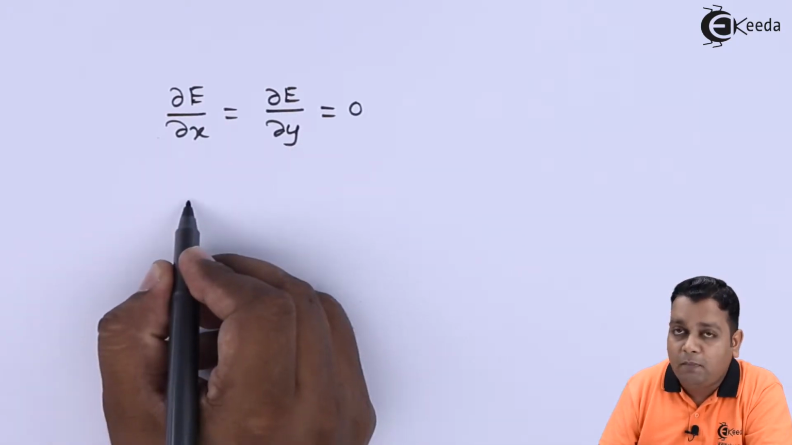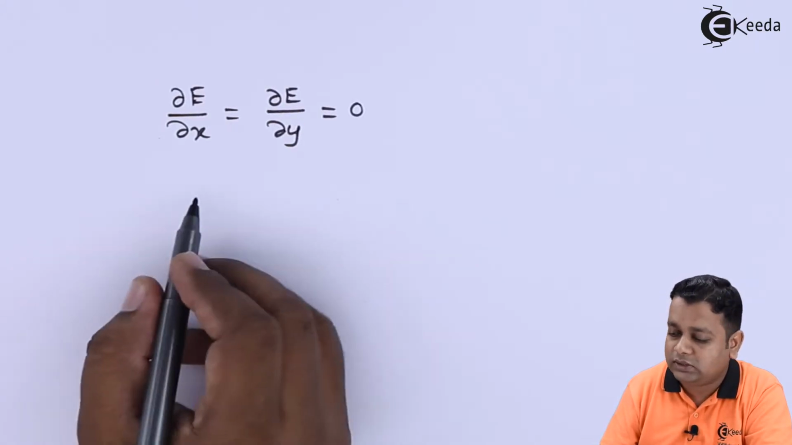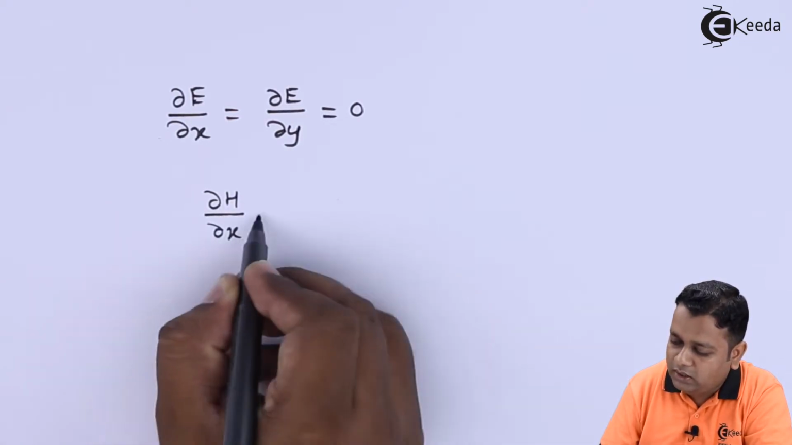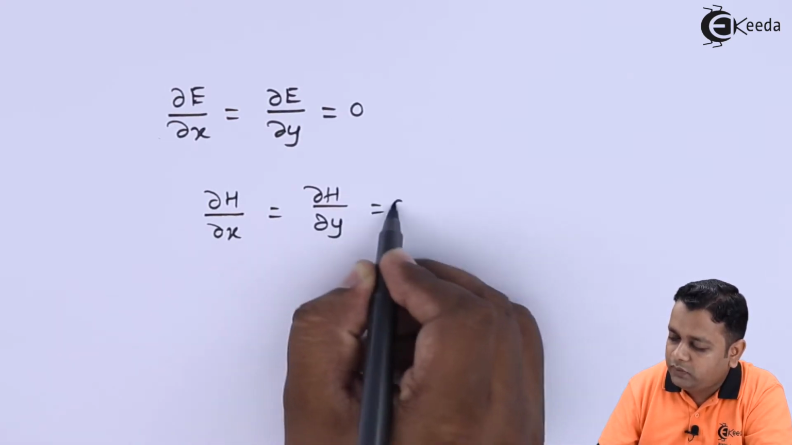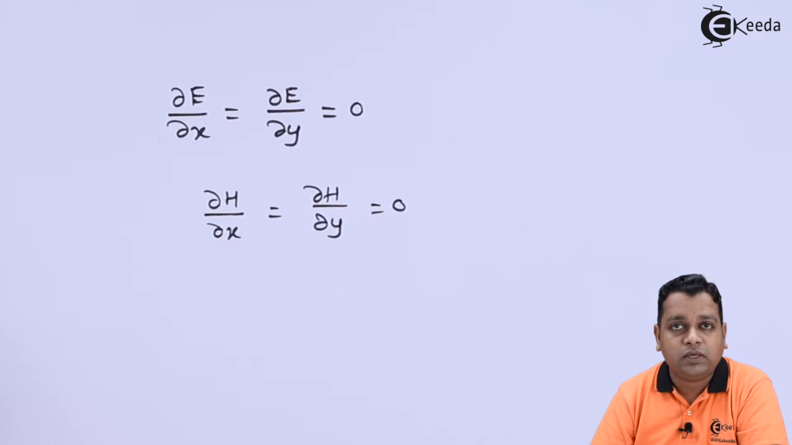Or for the magnetic field intensity component also, if you take the magnitude into consideration, at that time we may write del H by del x is equal to del H by del y. This is also equal to 0. So these two equations indicate that there is no variation along the x and y components if you take the diagram into consideration.